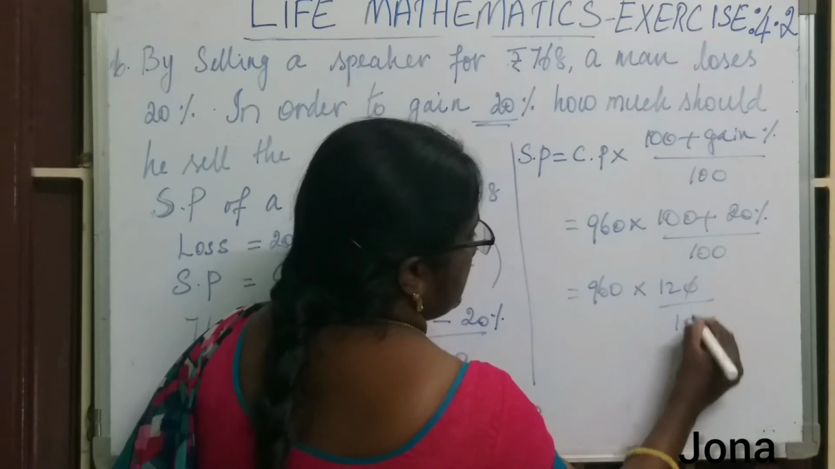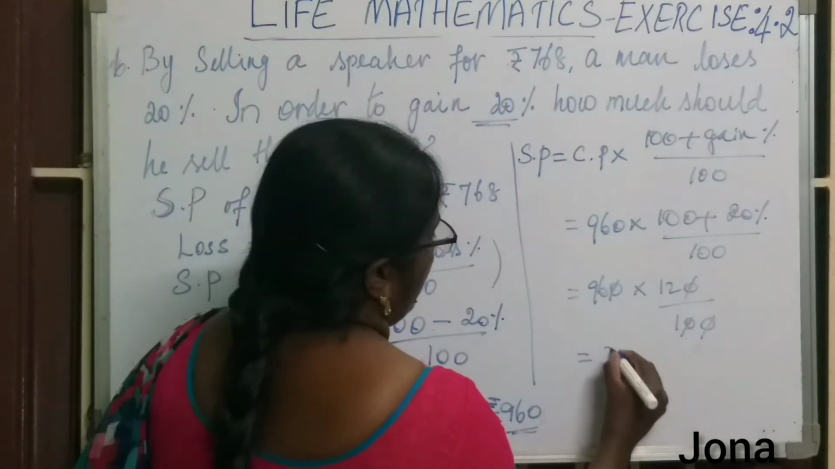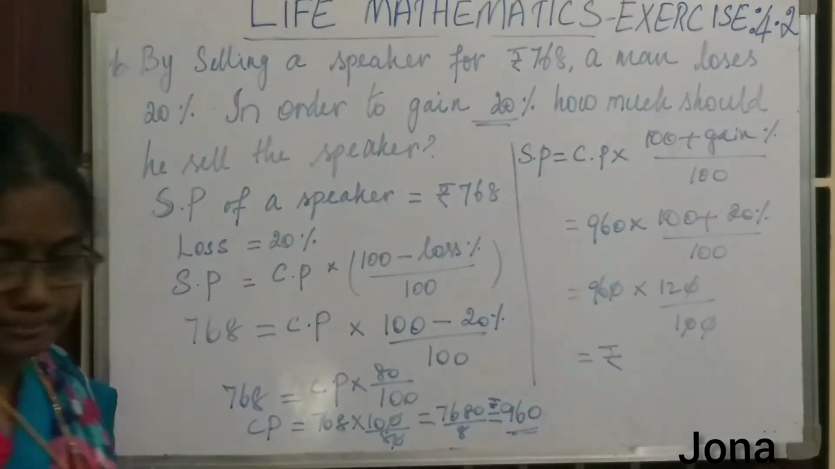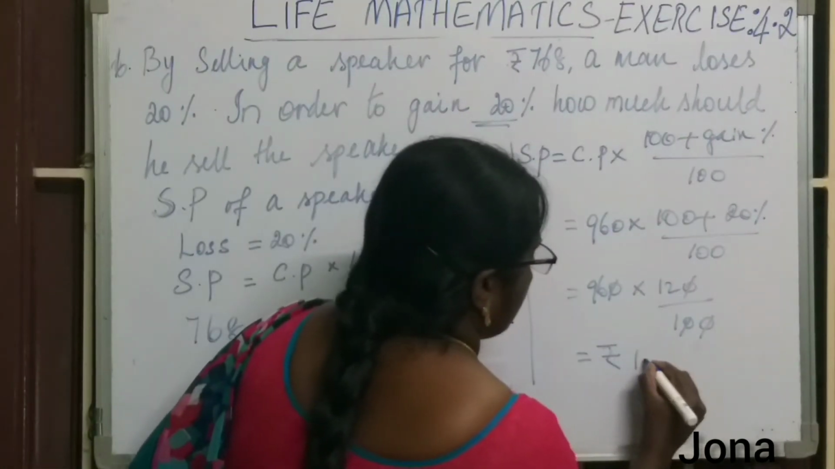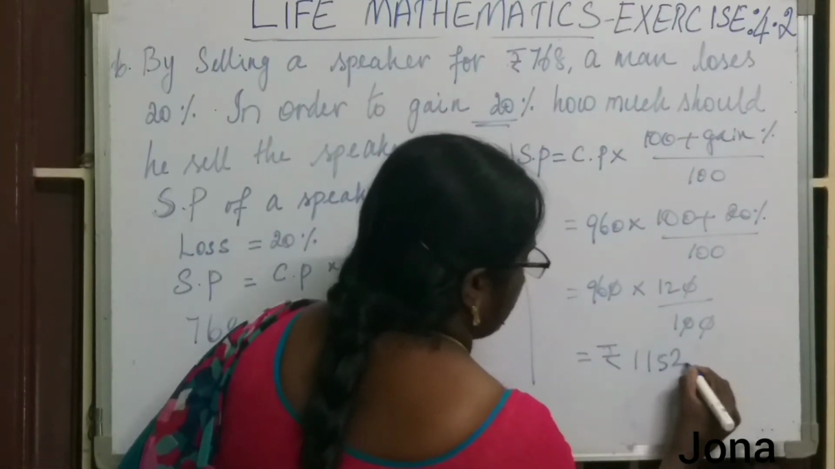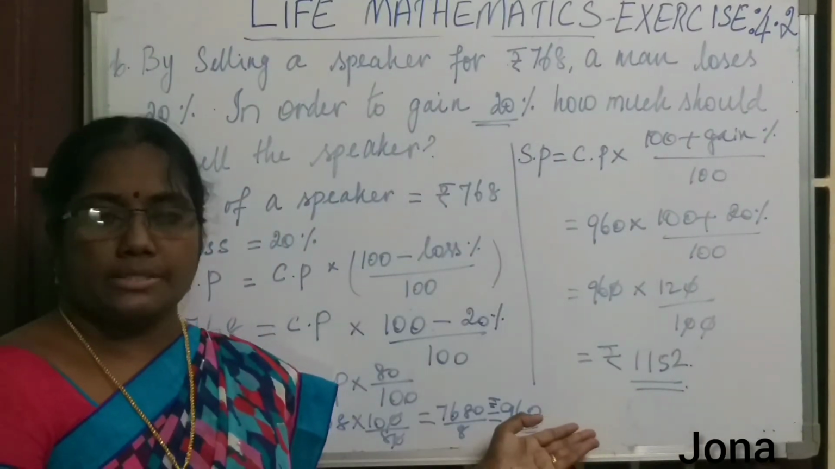We can cancel 0 and 0, and here we can cancel. So we will get the amount as rupees 1152. So this is the selling price to get gain 20% here.